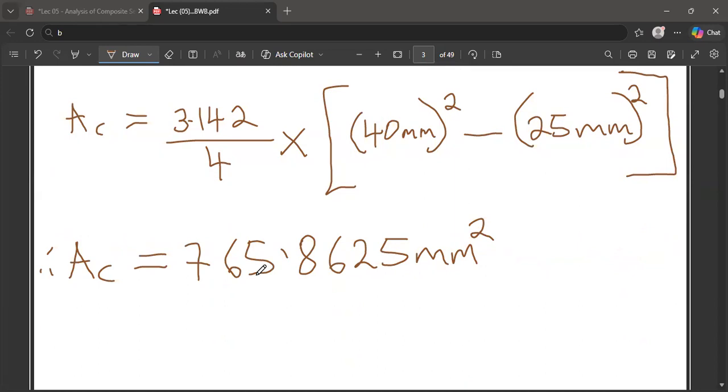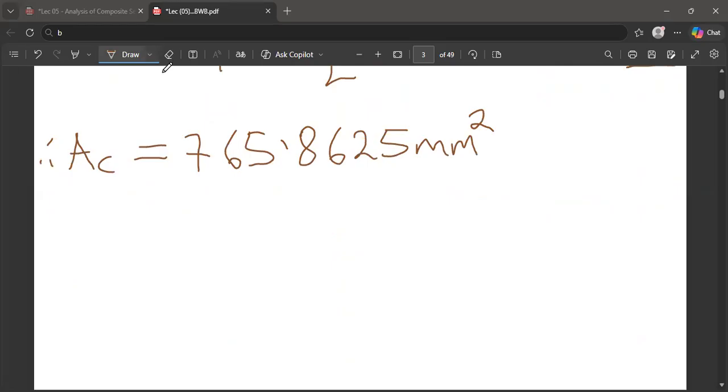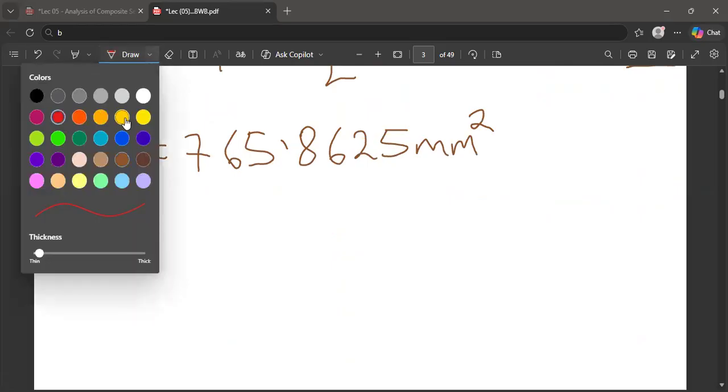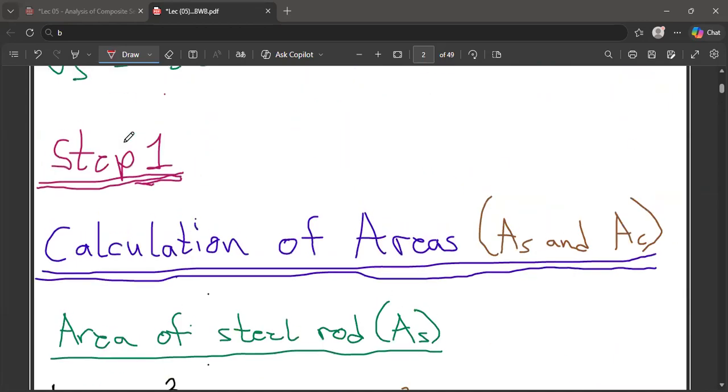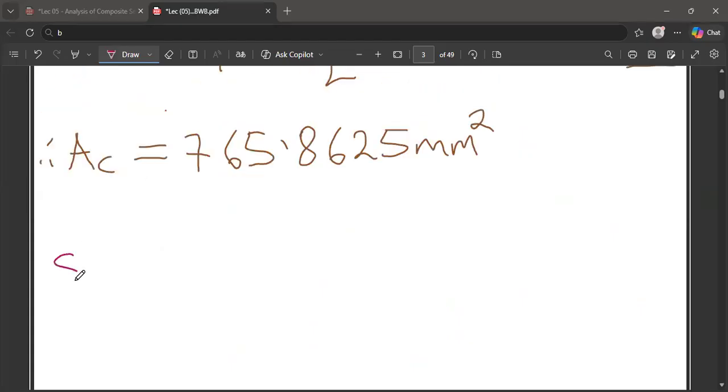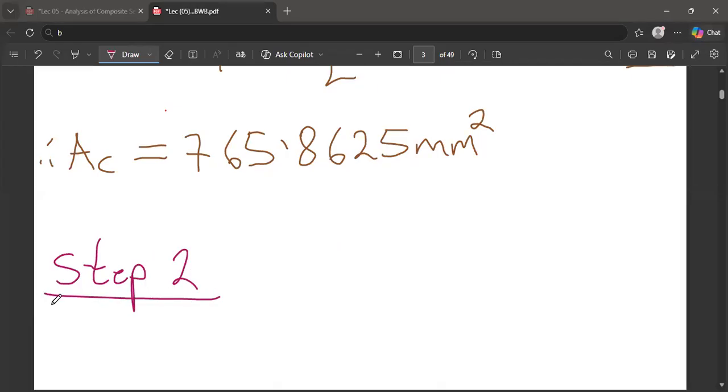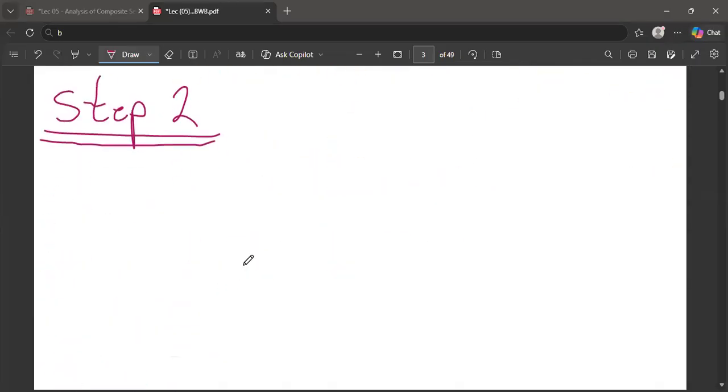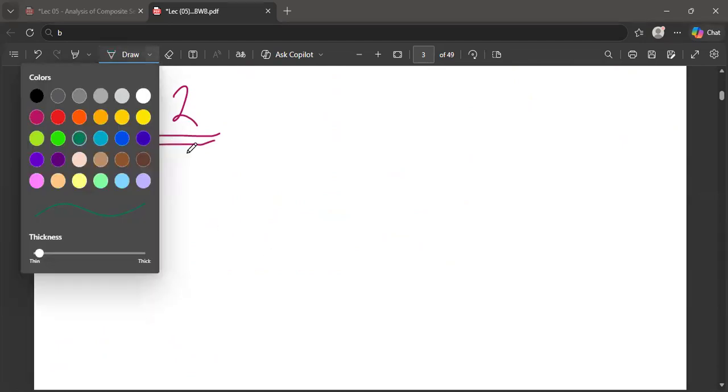Okay, so let's proceed to step 2 of our solution. So in step 1, we calculated the area. Now in step 2, we are going to be doing the equilibrium condition. Is it not beautiful?